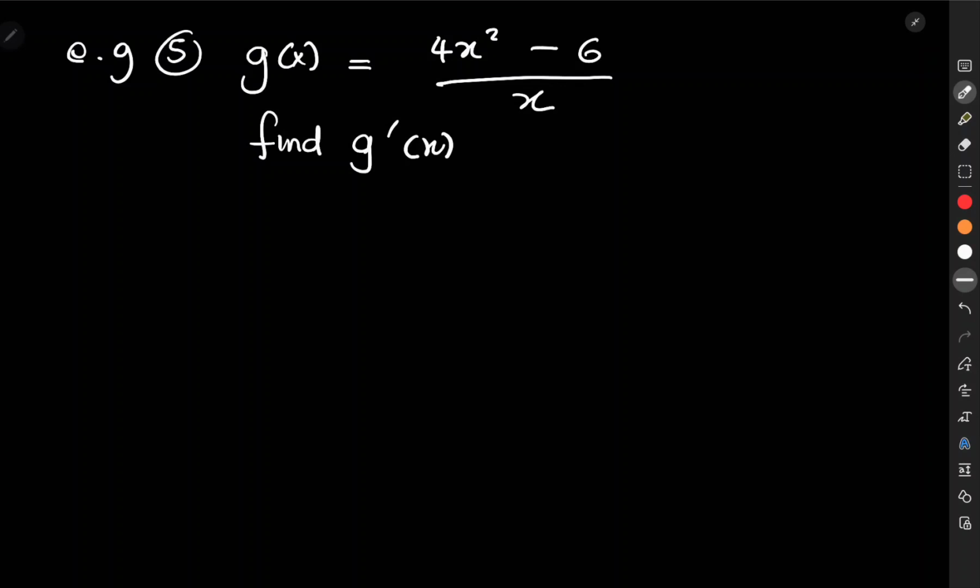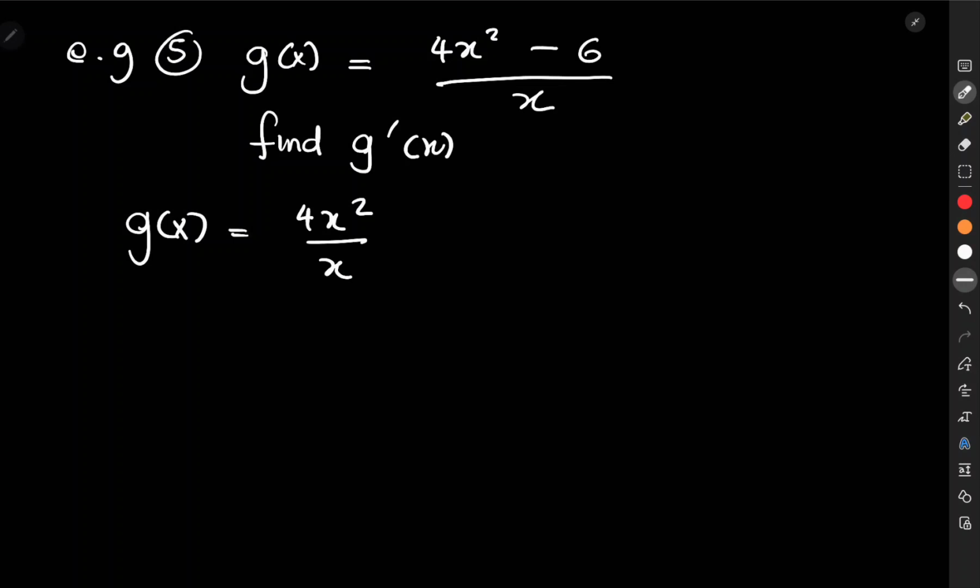So in the next example, we're given g of x is equal to 4x squared minus 6 all over x, and we need to find the derivative. In order to find the derivative with this, the first thing we need to do is to separate those two terms.